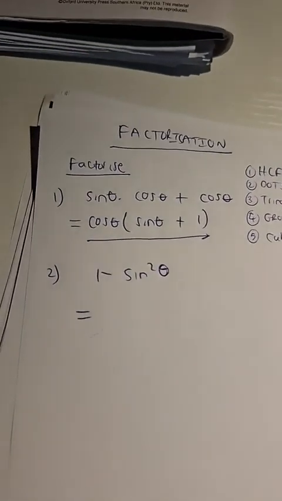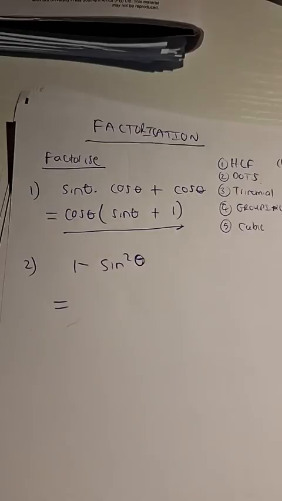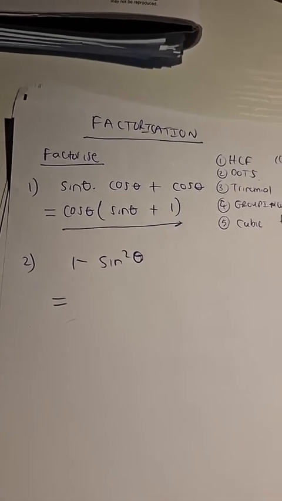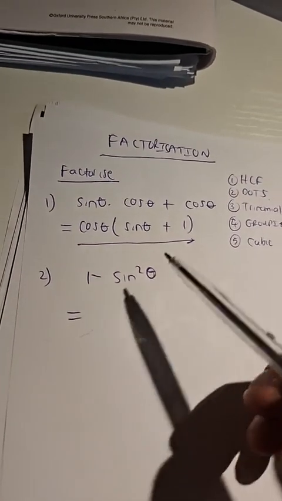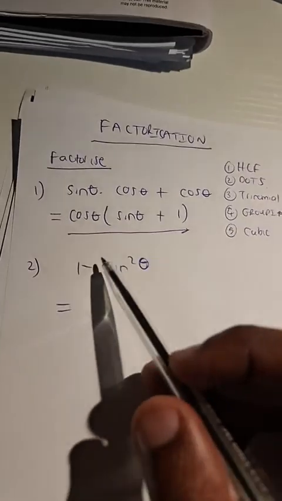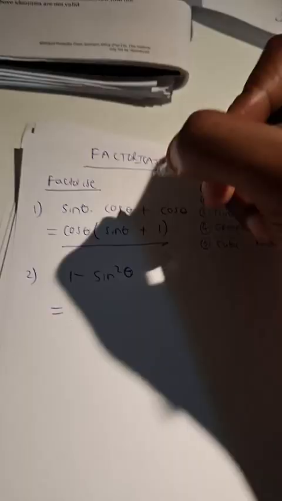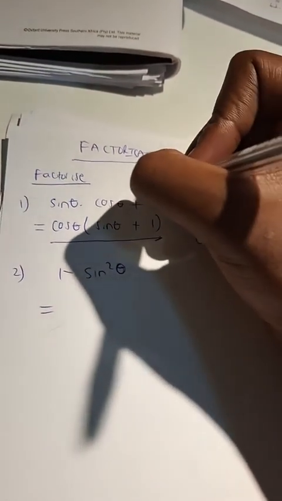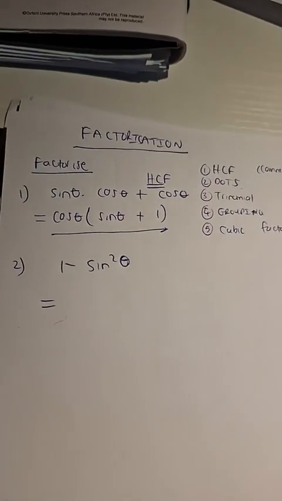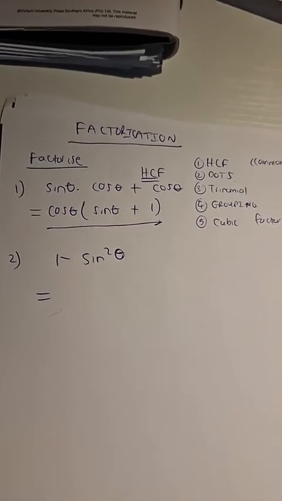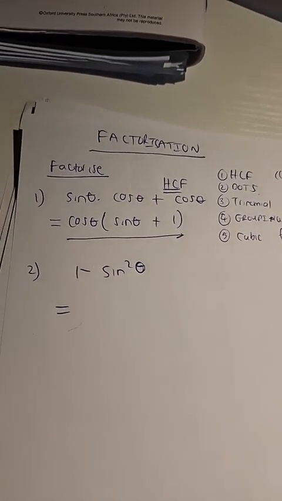Factorize 1 minus sine squared theta. What type of factorization is here, guys? 1 minus sine squared theta. 1 and sine squared theta are called what? What do we refer to them as? Okay, so we can clearly see this was highest common factor. Esihle says dots. Yes, very true.